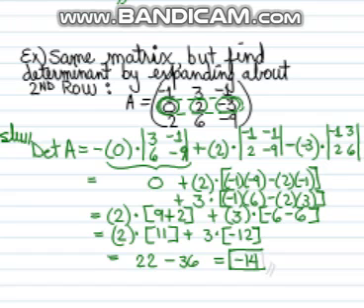So here we are getting exactly the same answer we got when we did the same problem, but we expanded about the first column instead of the second row. And what that does is it gives us the freedom of choosing which row or which column we want to expand about. And because we're lazy, we choose the row or column that has the most zeros.